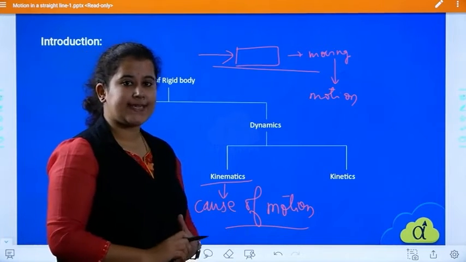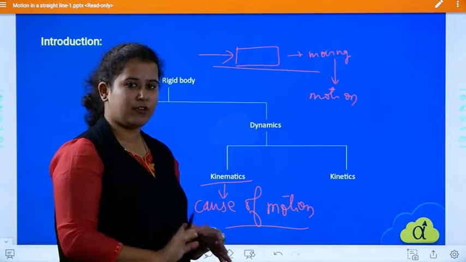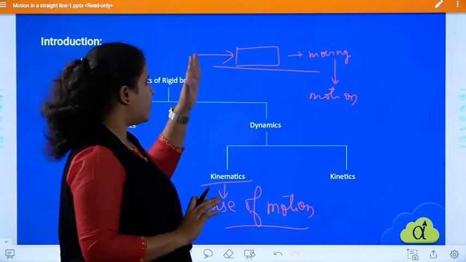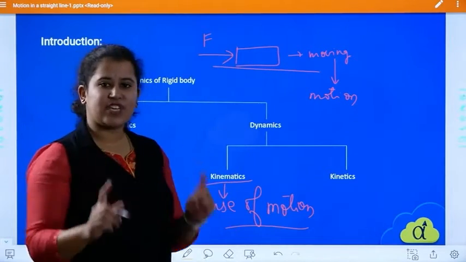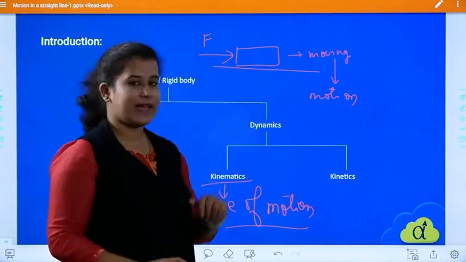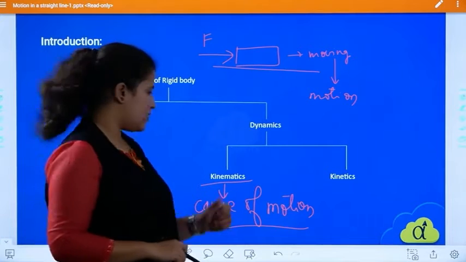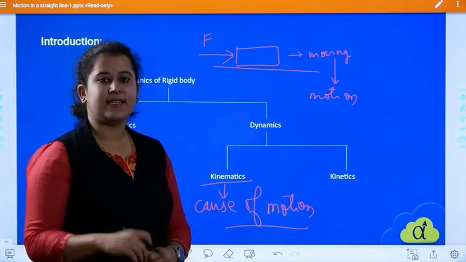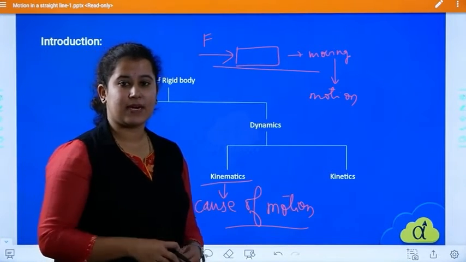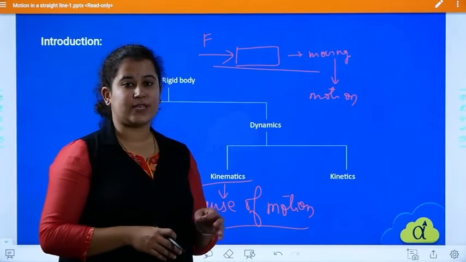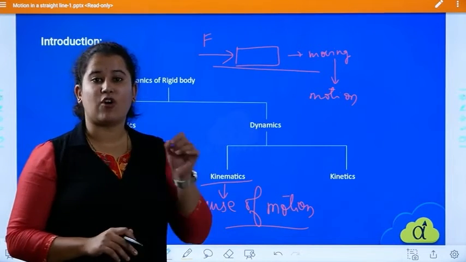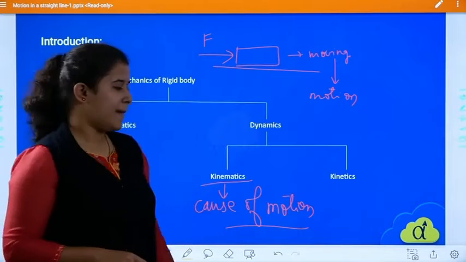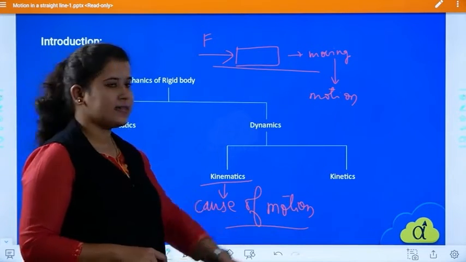But I'm not concerned about what type of force. Whatever force I have applied, I'm not considering that. I'm just considering the motion of that box. Clear? So that is what we call kinematics. Kinematics is nothing but the branch of physics which deals with the object in motion without considering the cause of motion.